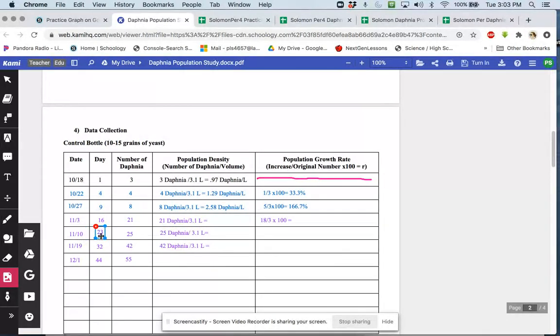On 11/10, which was day 23 of our experiment, in the control bottle, we had 25 Daphnia. The bottle is holding 3.1 liters of water. So how many Daphnia per 1 liter are there? If I have 25 Daphnia and there are 3.1 liters of water, then I have to get out my calculator and I have to divide. So 25 divided by 3.1, and you may want to do this along with me to make sure you're doing it right. So 25 divided by 3.1 is 8.06. That means that there are around eight Daphnia per 1 liter.